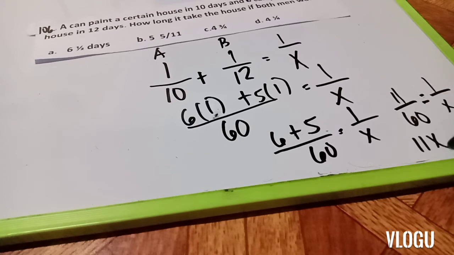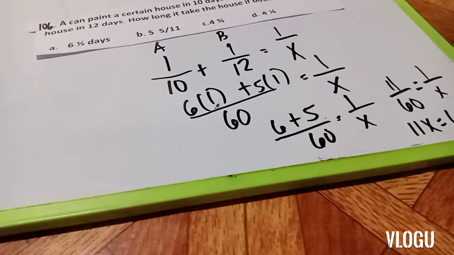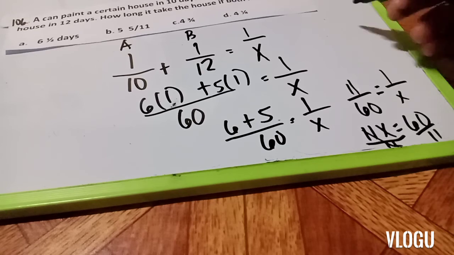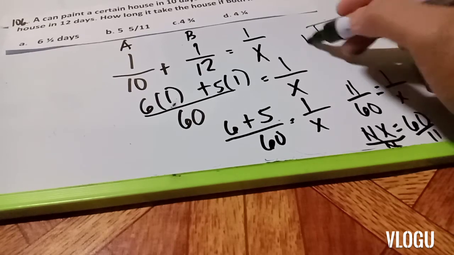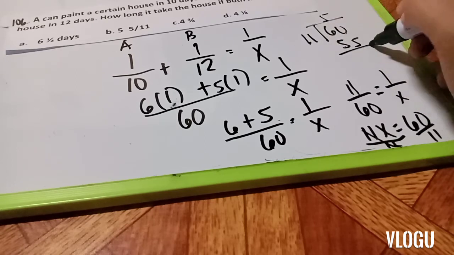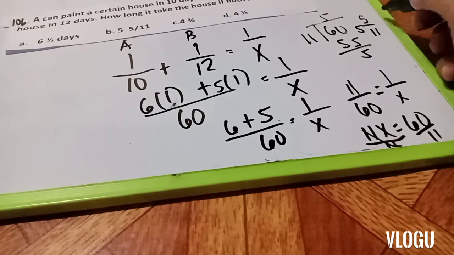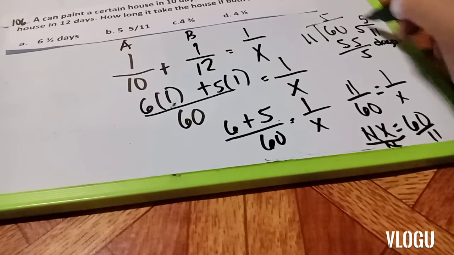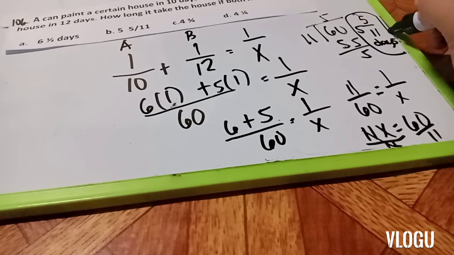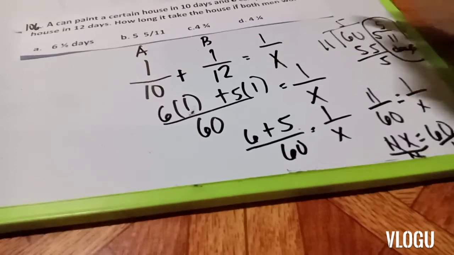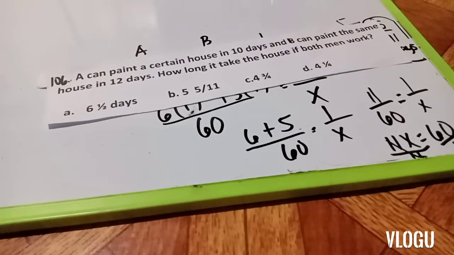So 11x is equal to 60. And then after that, we will divide by 11. So x is 60 divided by 11. We have 55 over 5, so the answer is 5 and 5 over 11 days. So the answer is letter B, 5 and 5 over 11.